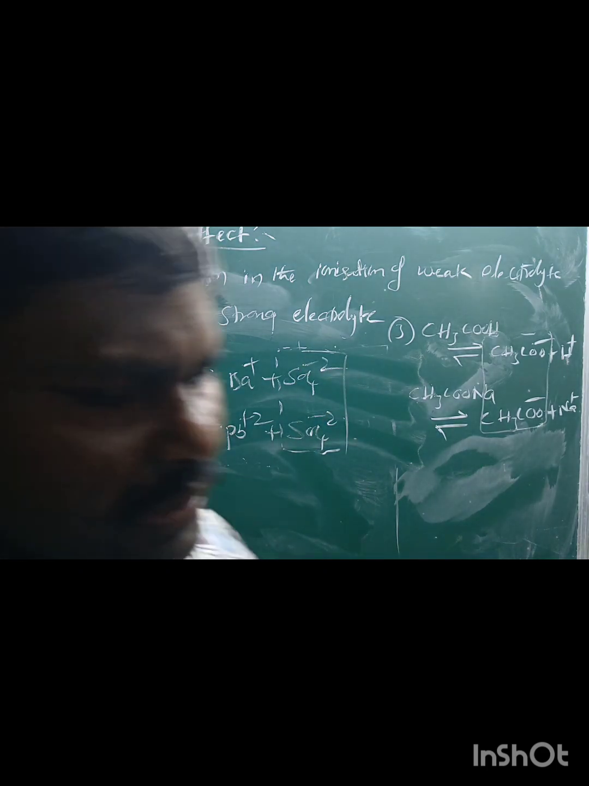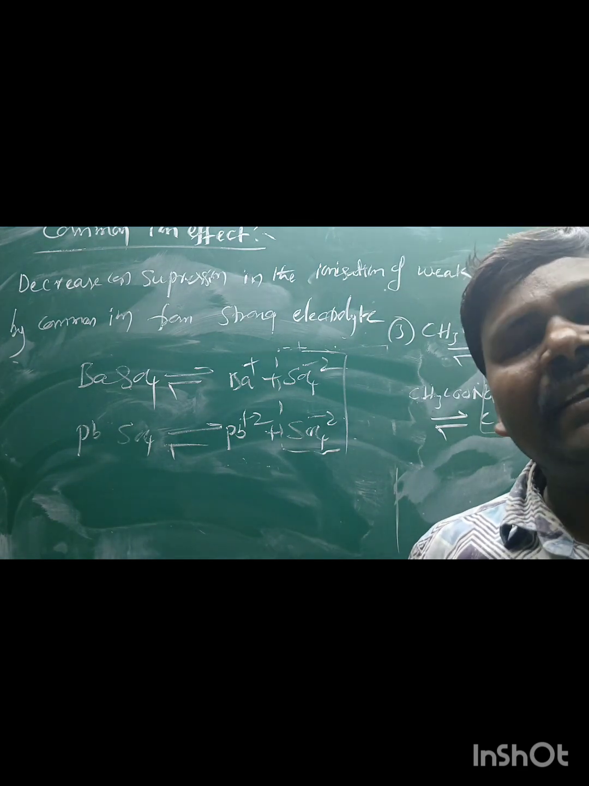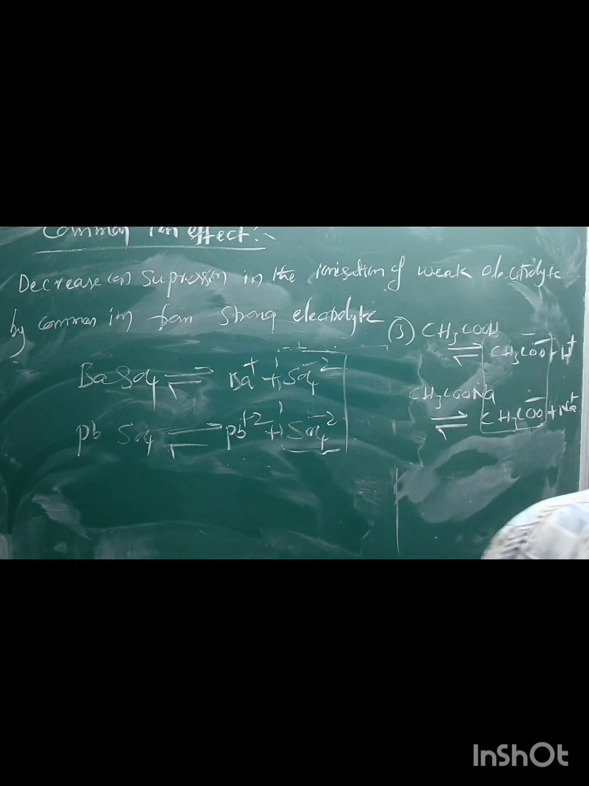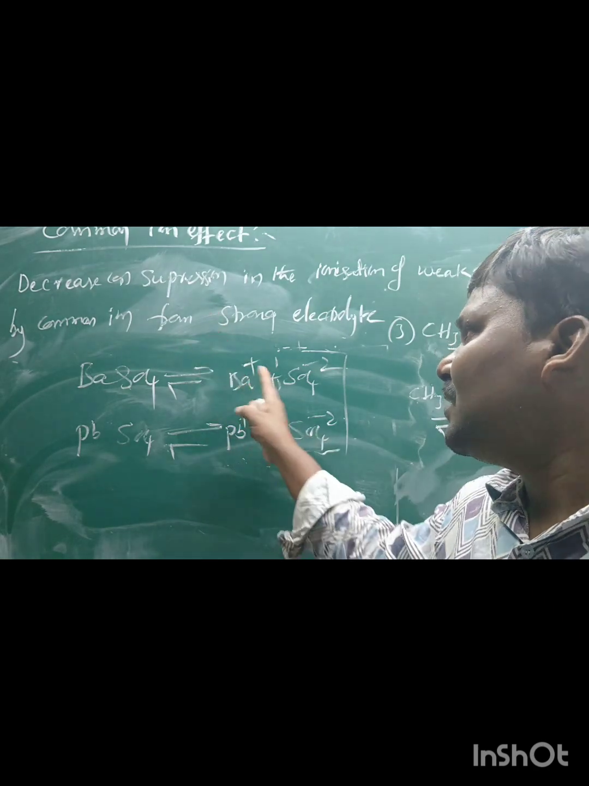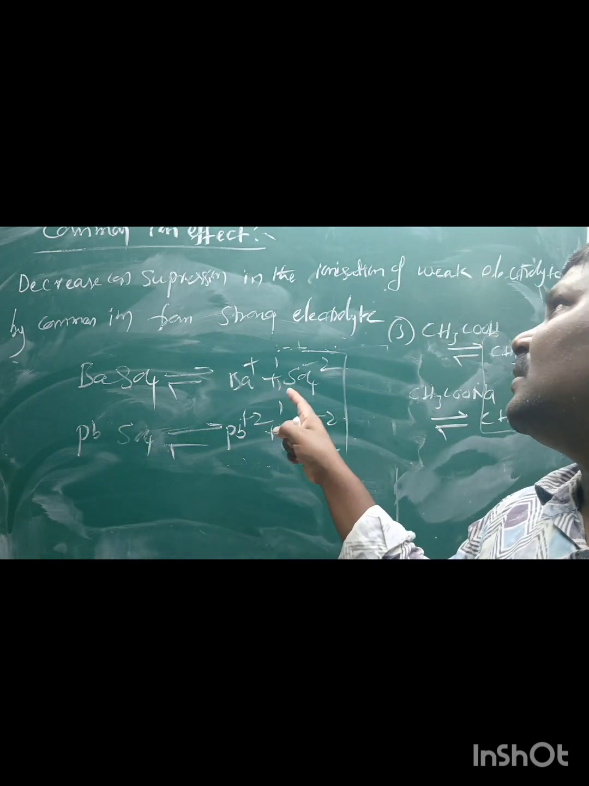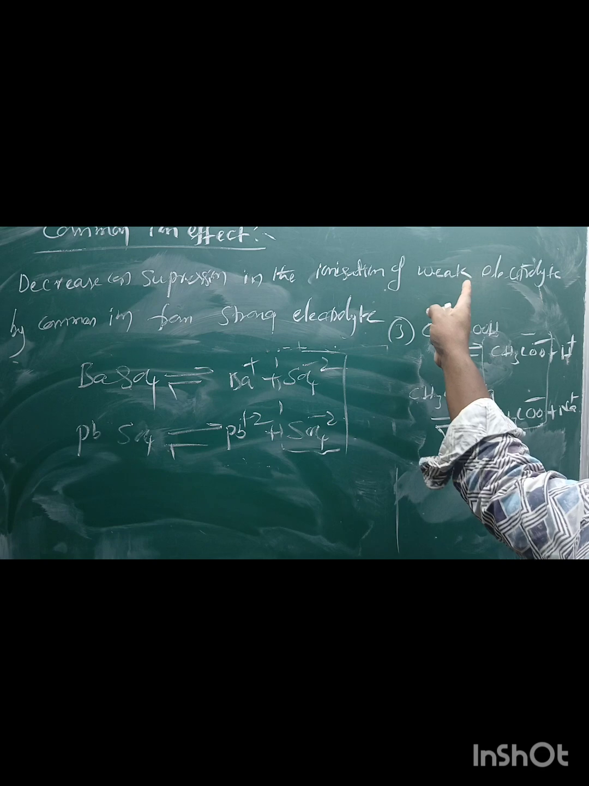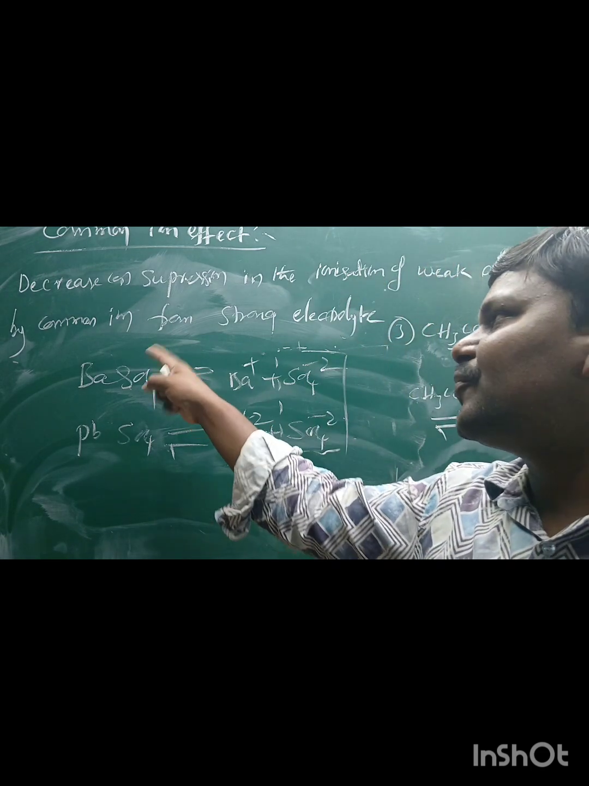Okay, simply we can conclude that. So what is the common ion effect, sir? The decrease in the ionization of a weak electrolyte by the presence of a common ion from a strong electrolyte is called common ion effect.